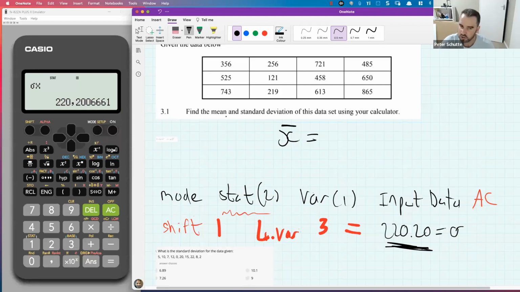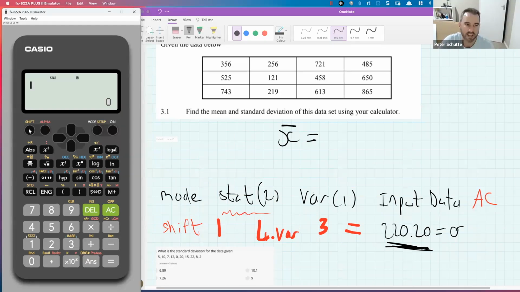But before I do that, I want to show you how you can get the mean of this data set at the same time. So I'm going to hit AC again. I'm going to hit Shift 1. And then I get into this menu and I hit 4 for var. And for var, I don't know if anyone's a soccer fan, there's a soccer player called Jamie Varney, so you can think of var. And now I'm not going to choose 3. I want to choose 2, because 2 is the mean. So I hit 2, and you should get for the mean 501.